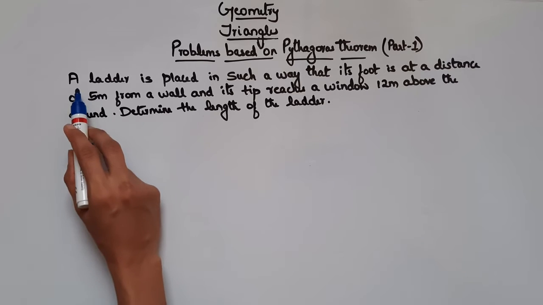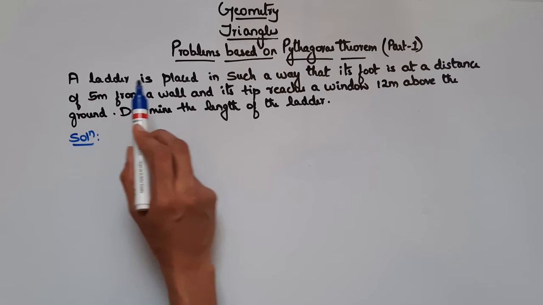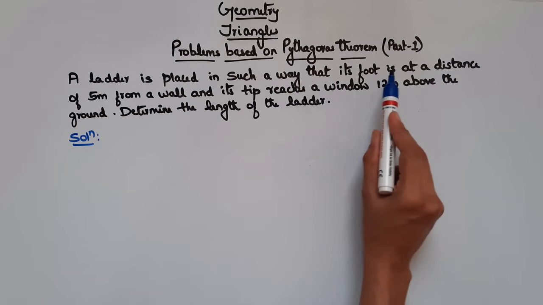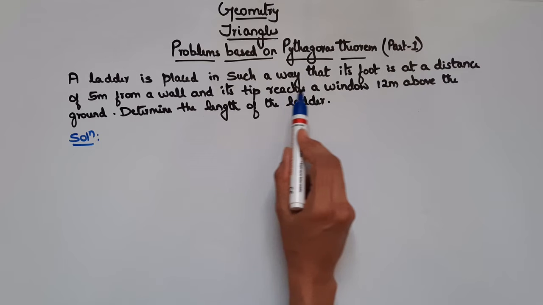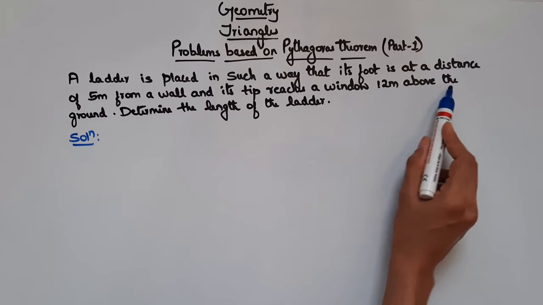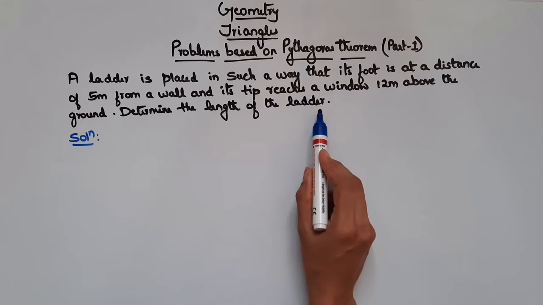Now let's start with the easy one. Here it says, a ladder is placed in such a way that its foot is at a distance of 5 meters from a wall and its tip reaches a window 12 meters above the ground. Determine the length of the ladder.